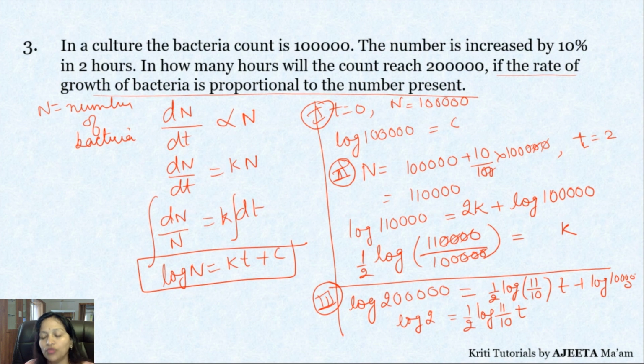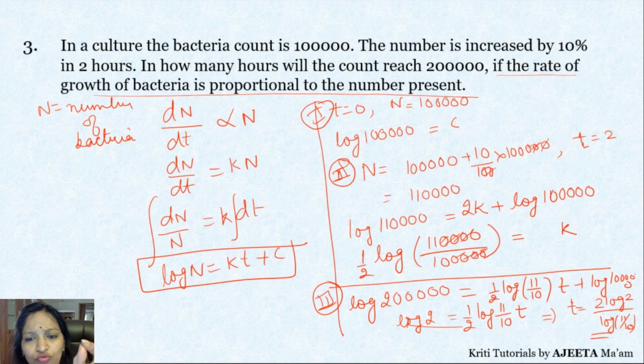You can take 2 to the other side and multiply it. So you will get 2 log 2. So t will be 2 log 2 upon log of 11 by 10. So that's your final answer. It looks weird, but it's okay. They have not given you any value, so you are not going to use it. Leave the answer as it is, no need to simplify. So this is how we solve these questions.